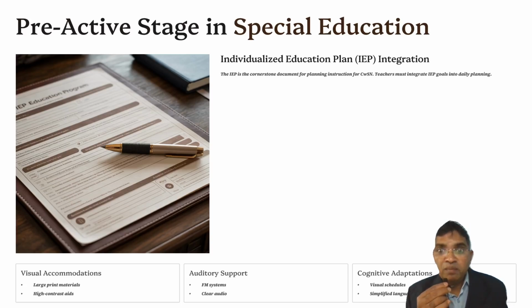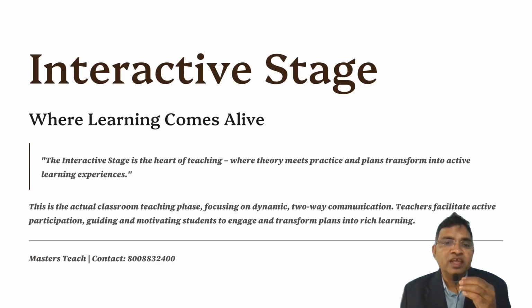Those who have hearing impairment, you need to have FM systems and you have to use clear audio. And those who have cognitive problems, you have to use visual schedules and simplified language. So that is the pre-active stage in special education for the individual education plan and integration. You have to plan the lesson for visually impaired, hearing impaired, and cognitively impaired learners.